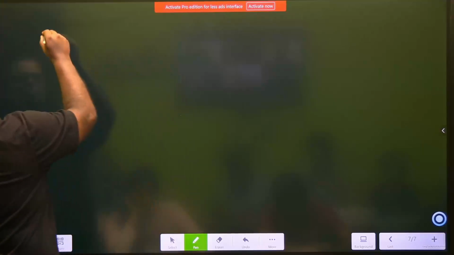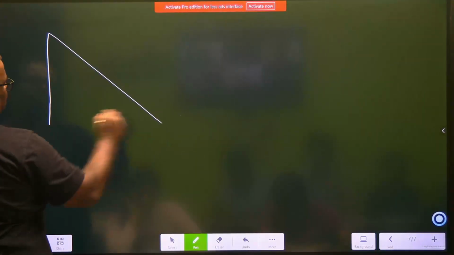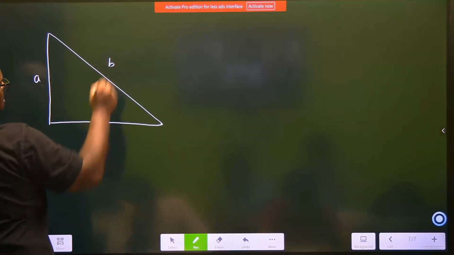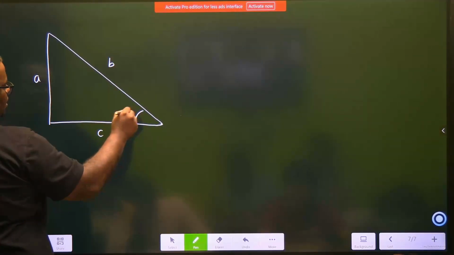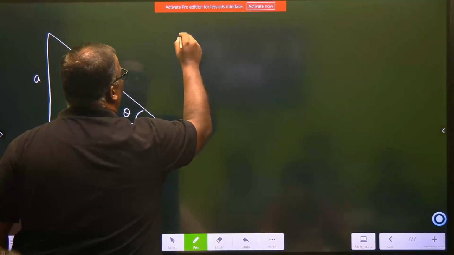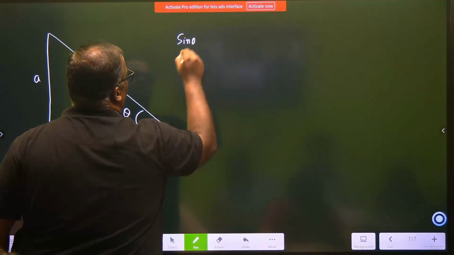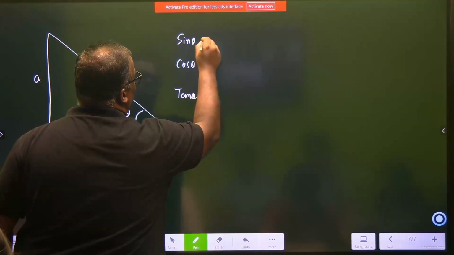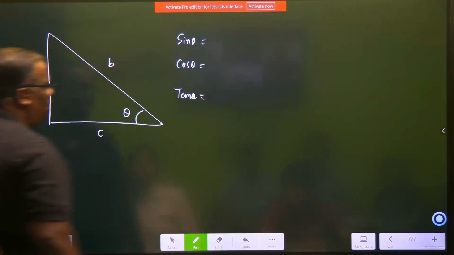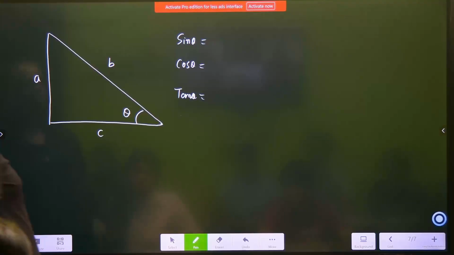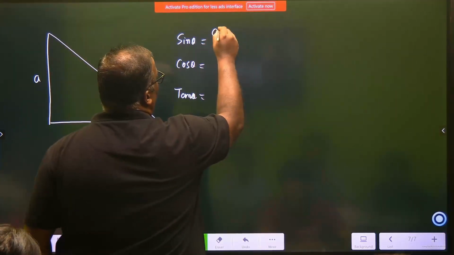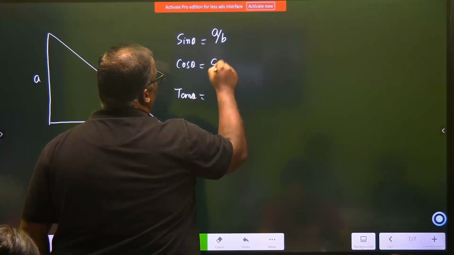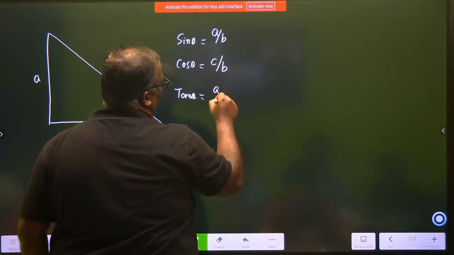So till he comes back, I'm just drawing one arbitrary triangle, right? And I'm taking the measurements as A, B, C. Children, this is your theta. Can you just find sine theta, cos theta, tan theta? Do one thing. I'm your student, just narrate me the ratios. What is sine theta? Opposite by hypotenuse. So it should be A by B. What is cos theta? C by B. What is tan theta? A by C.